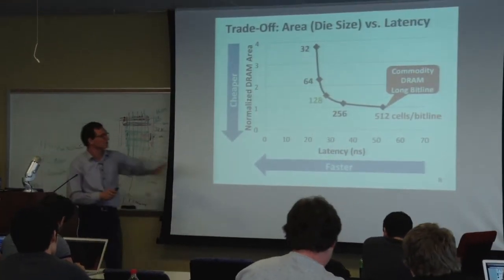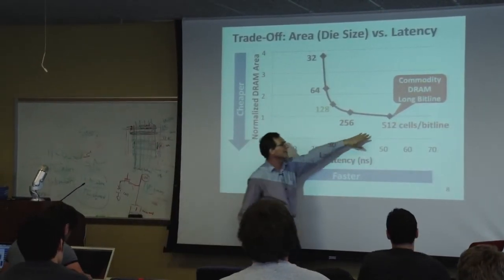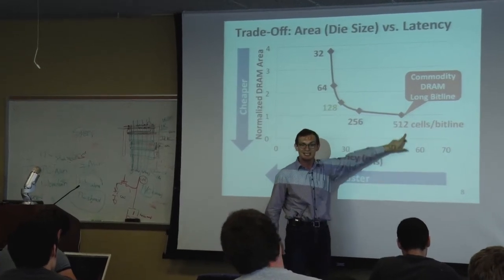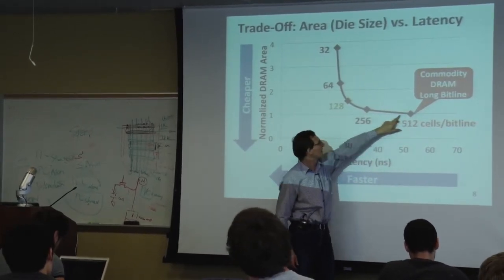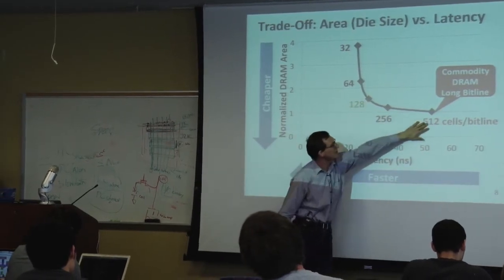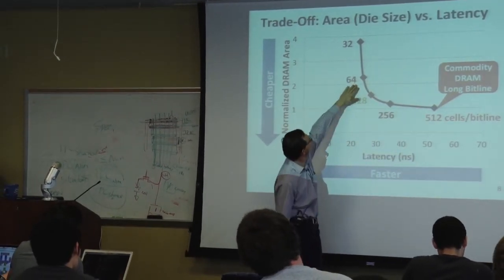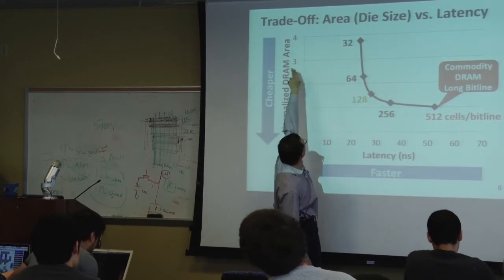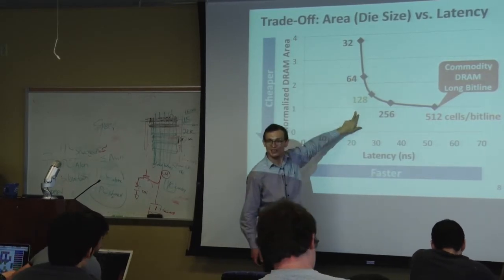Commodity DRAM has 512 to 1,000 cells per bit line. As a result, it has high latency, but small area. If you want to reduce the latency, you can reduce the number of cells connected to the bit line. If you make it 32, your area shoots up, but your latency reduces, right?